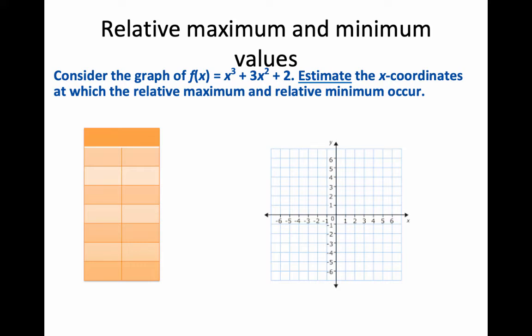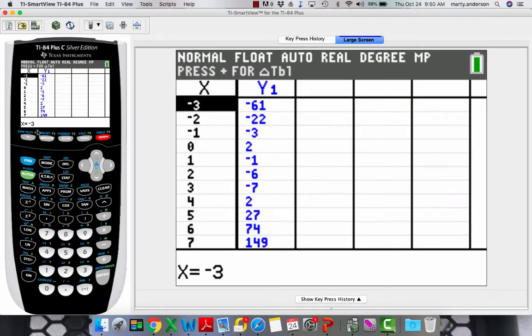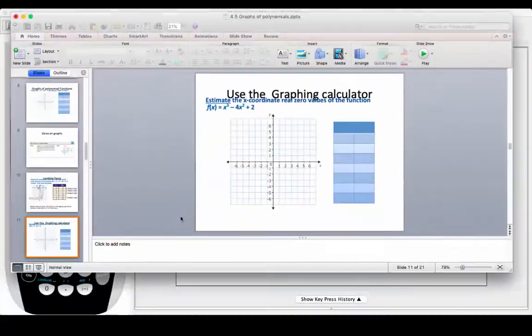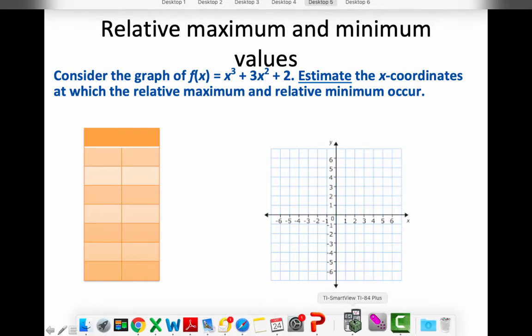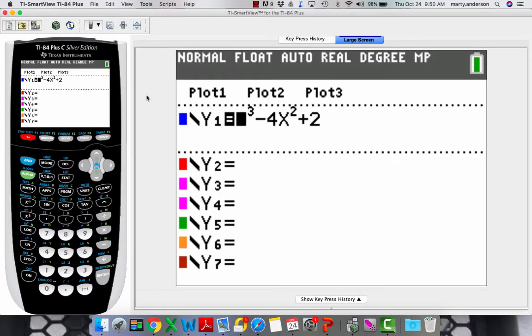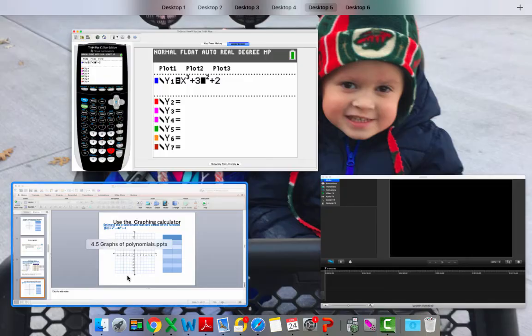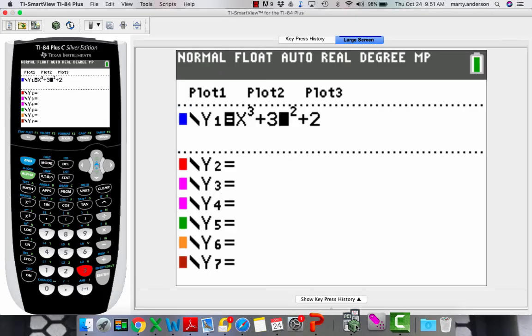Same idea, x cubed plus 3x squared plus 2. Let's take a look at just a couple more here. X cubed plus 3x squared plus 2. Let's try again. X cubed plus 3x squared plus 2. Did I get it? X cubed plus 3x squared plus 2. I got it. Okay, graph that one.